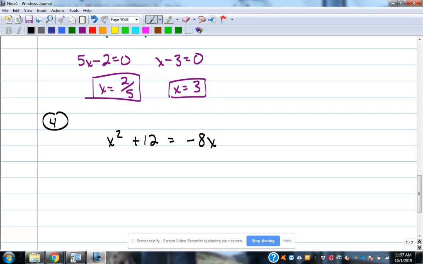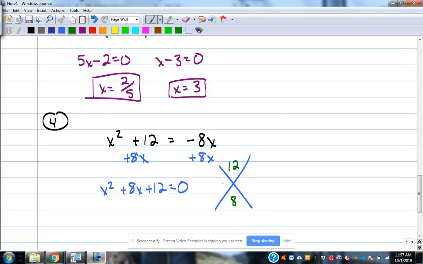Okay, so to get it equal to 0, adding 8x would, getting rid of that would work. X squared plus 8x plus 12. And do the x method. What's on the top of the x?